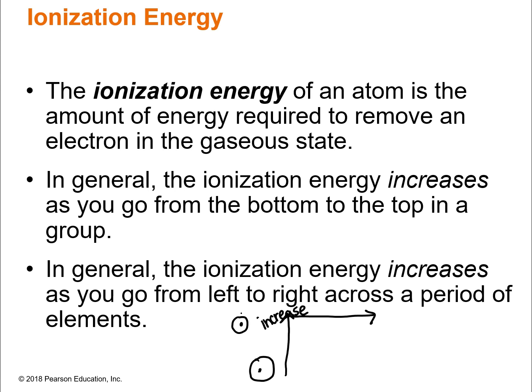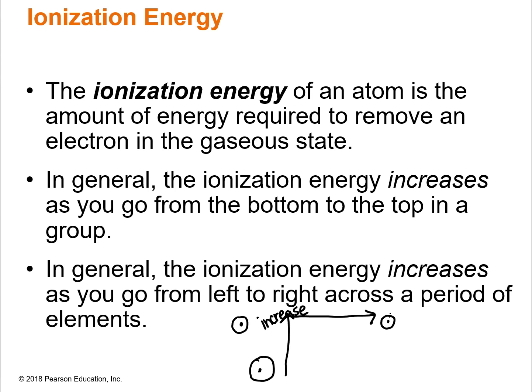Likewise, as you go across the periodic table from left to right, that radius is getting even smaller because you're adding protons and electrons, but you're not increasing your energy levels. So those electrons are going to be even closer to the nucleus, so it's going to require even more energy to remove one of those electrons.